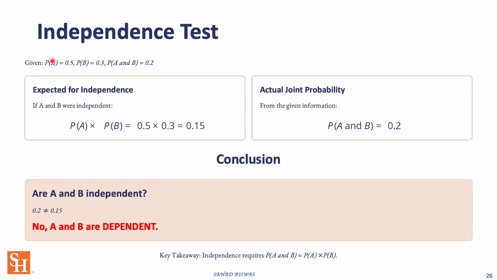Let's look into some more problems. Here we have probability of A equal to 0.5 and probability of B equal to 0.3 and probability of A and B equal to 0.2. So are A and B independent? Here probability of A times probability of B would be 0.5 times 0.3, and that equals 0.15. And we have probability of A and B as 0.2, that's already given. So 0.2 is not equal to 0.15, right? Therefore these two events are not independent, they are dependent. Because if they were independent, then this probability would be equal to this probability, but in this case this is not true.